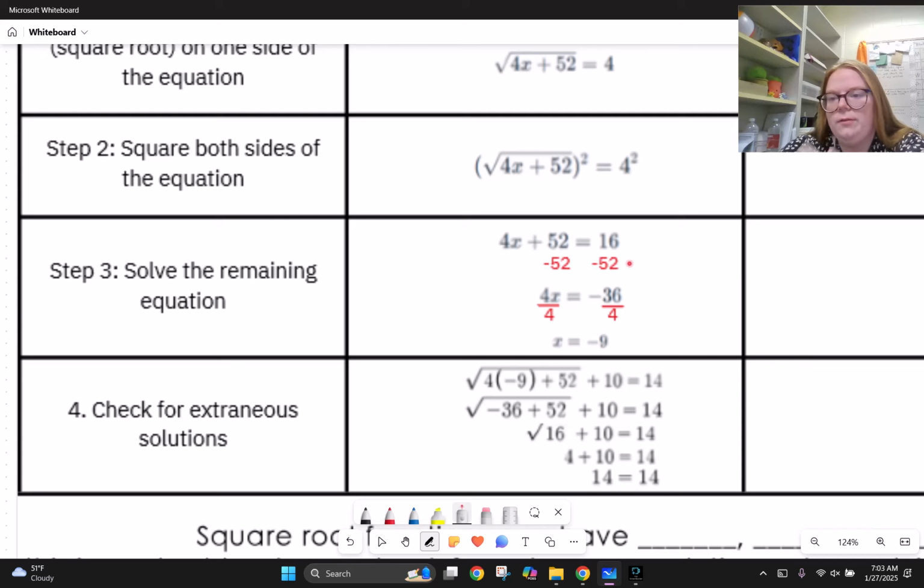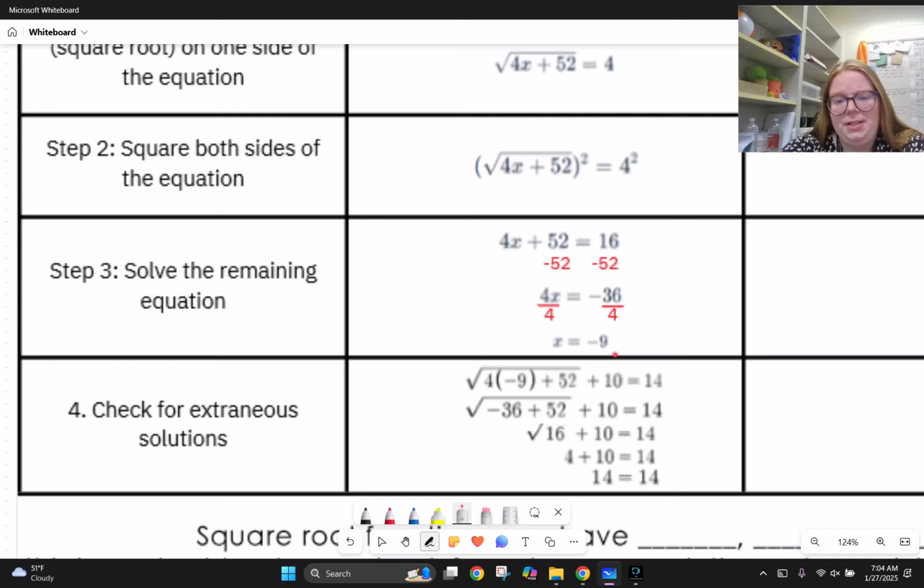Once that is gone, you would solve it like you would any other equation like you first learned. I would need to get rid of this 52 by subtracting, which gives me negative 36 on the right side, sorry. And then I would divide by 4 to get my x by itself, and negative 36 divided by 4 is negative 9.